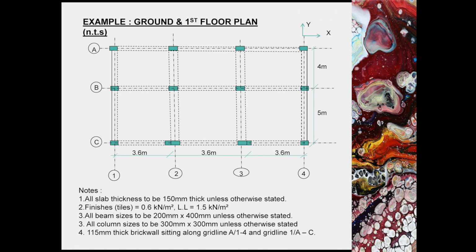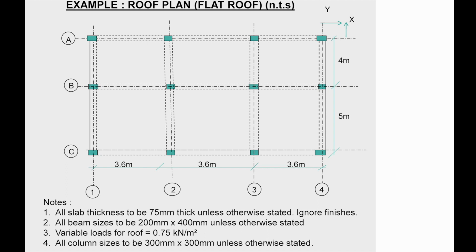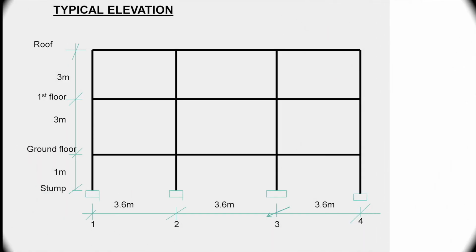I will use a two-story reinforced concrete residential building to demonstrate how the estimation of axial load using the area method can be conducted. These are the ground and first floor plans. This is the roof plan. If you notice here, notes on the elemental sizes and loadings are given. This is the typical elevation for the building. The floor to floor height is 3 meters and the height of the stump is 1 meter.